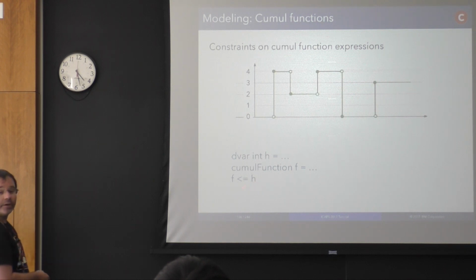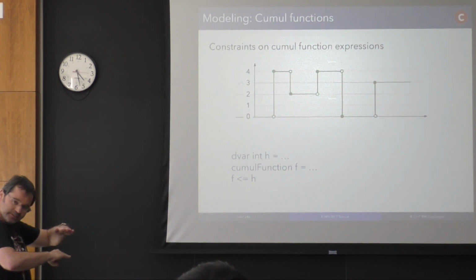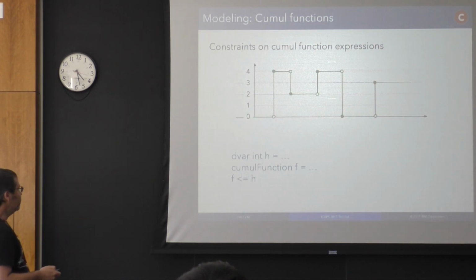H can be a decision variable also. And this is very useful if you want to minimize the peak usage of a resource. You will have this variable here and, for instance, minimize h or the sum of the h or whatever. So you want to express here the maximal consumption.